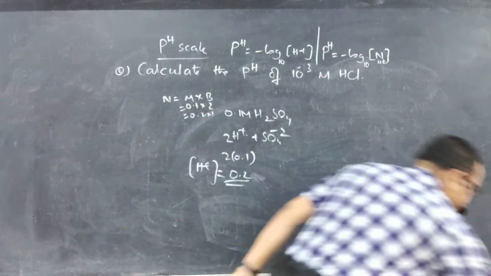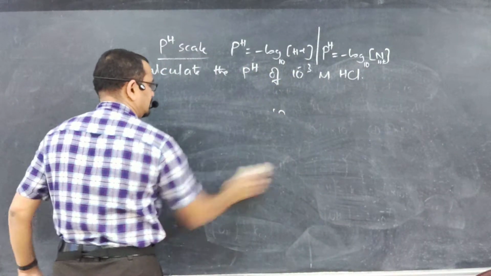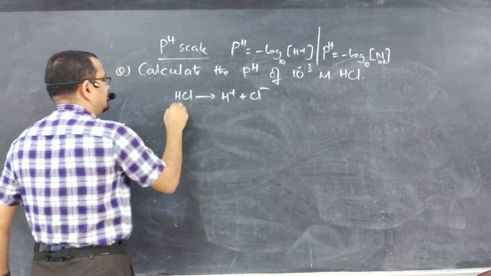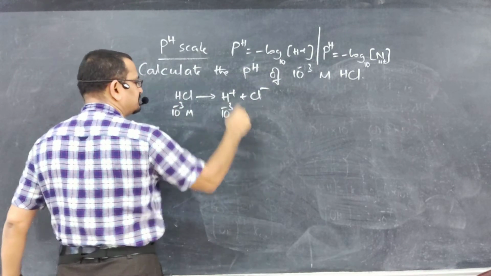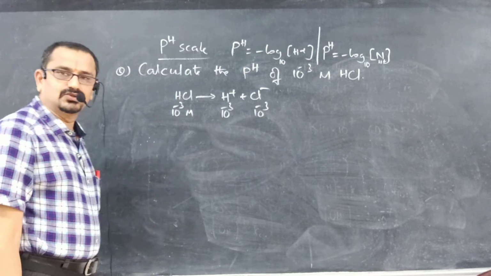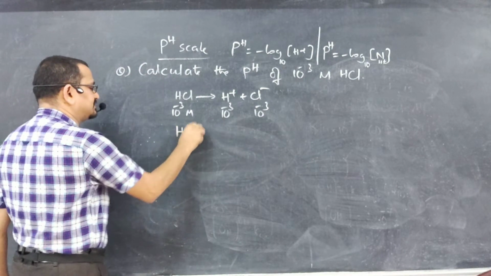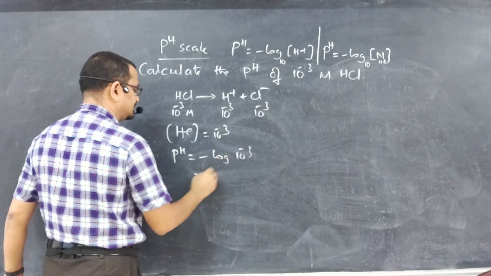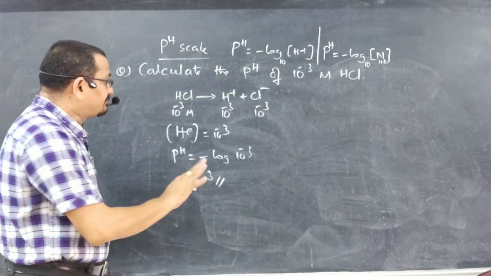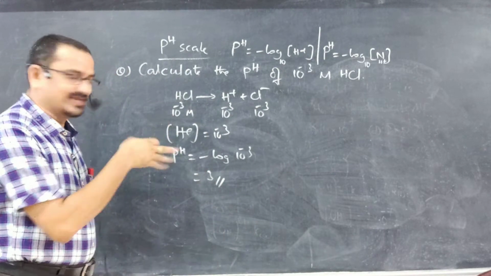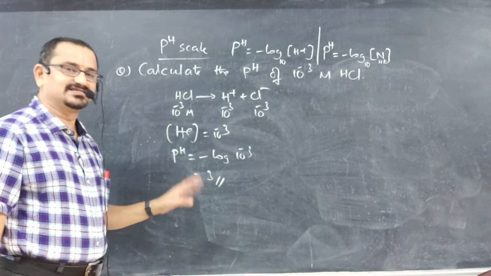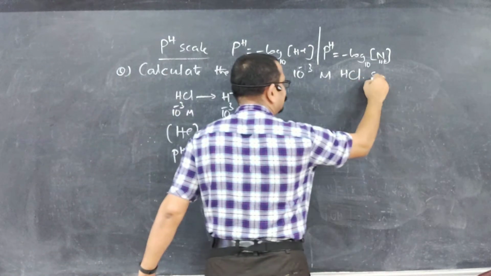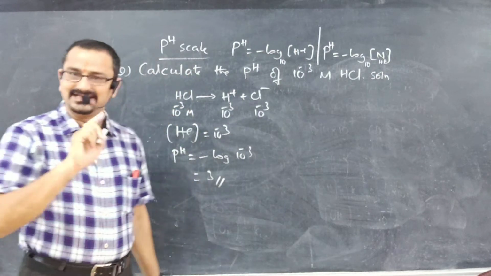Now let us solve this question. HCl gives rise to H plus and Cl minus. As this is 10 power minus 3 molar, H plus is 10 power minus 3, and Cl minus is also 10 power minus 3. Now we have the H plus ion concentration as 10 power minus 3. pH equals the negative logarithm of 10 power minus 3. It's a basic numerical. The purpose of giving such a simple numerical is to explain something. Don't feel that we are all already aware of this numerical. See here, the pH of a 10 power minus 3 molar HCl solution. That is the question.